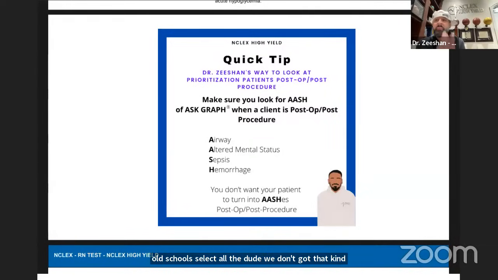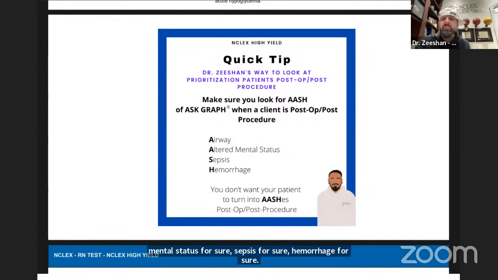So if I see a patient, first, initial priority, urgent, most concerning, report to HCP, and I'm like, wait a minute, all right, Asgraf. But then they just came out of a procedure. Now I'm like, okay, take it back, ASH. Because airway can be compromised, for sure. Altered mental status, for sure. Sepsis, for sure. Hemorrhage, for sure.